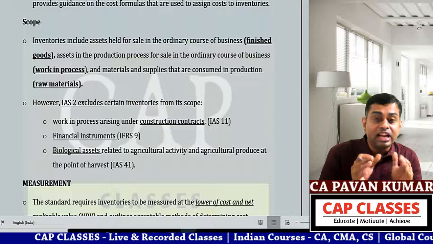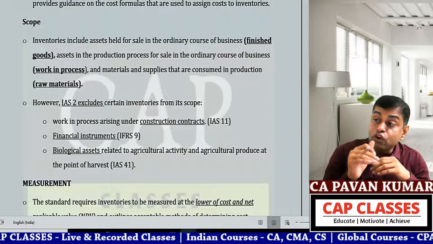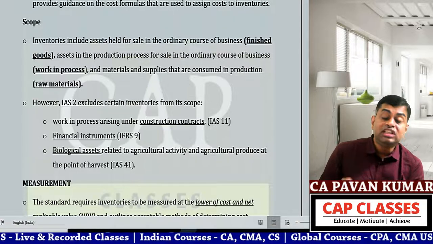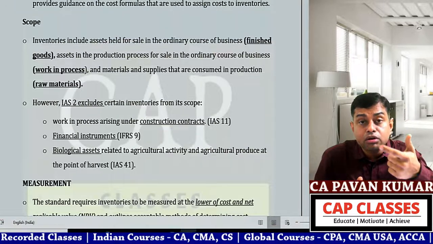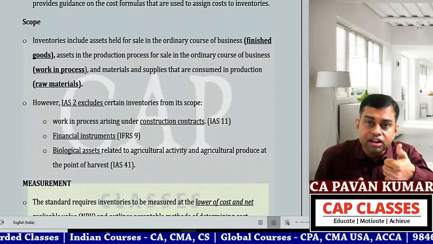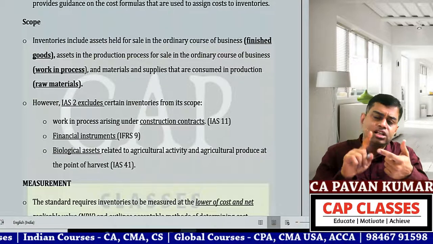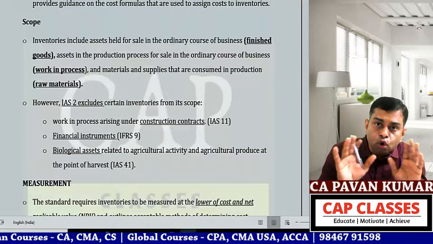Your intention is to sell mangoes. Once the harvesting is done, it becomes inventory. Before harvesting or at the time of harvesting, it is not inventory. That is what they say. So these are scoped out items. What are they? Construction contracts, financial instruments, biological assets. Construction contracts go to IFRS 15. Financial instruments go to IFRS 9. Biological assets go to IAS 41. They don't come to IAS 2.